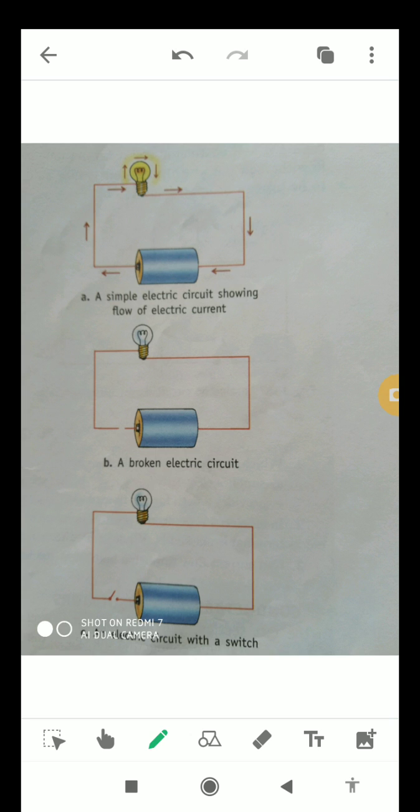The third one is an electric circuit with a switch. So whenever you switch it on, it will glow, and whenever you switch it off, it will not glow. Now next slide.